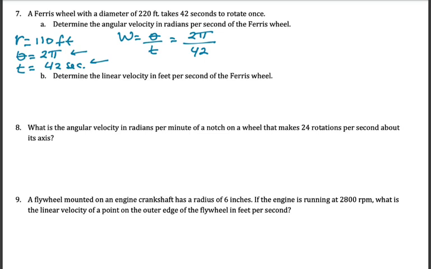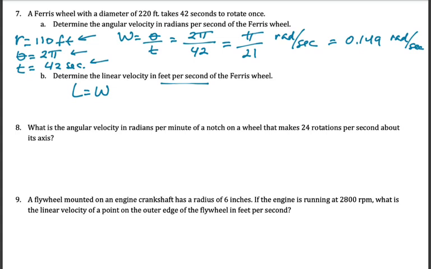Okay, first let's just simplify. That's pi over 21 radians per second. And again, if you type that into your calculator, you're going to get 0.149 radians per second. All right, now we're going to determine the linear velocity in feet per second of the Ferris wheel. So we've got our radius in 110 feet. That's good. And we've got our time in seconds. So linear velocity is angular velocity times the radius.